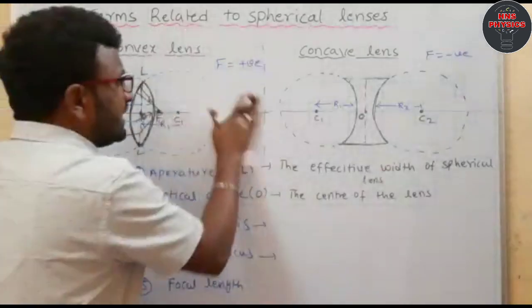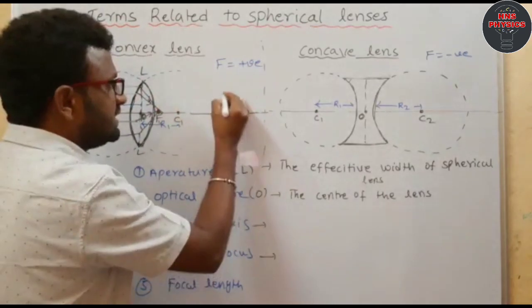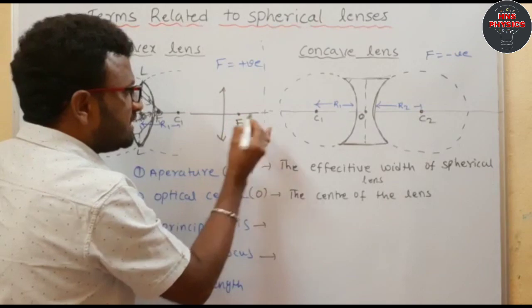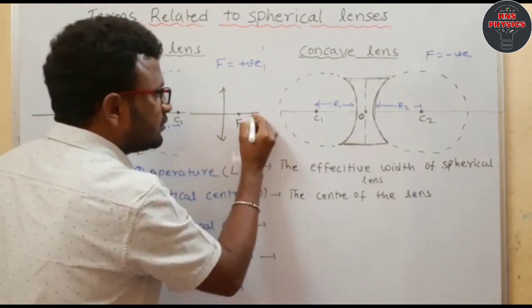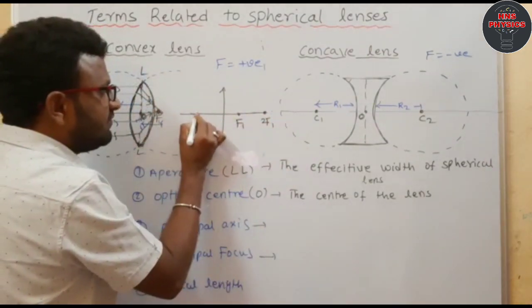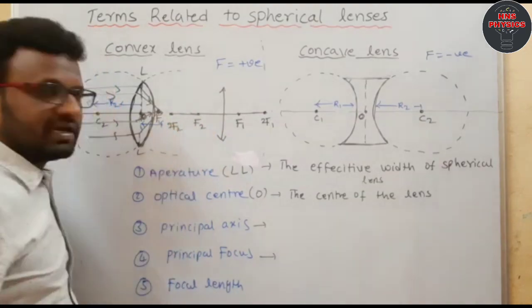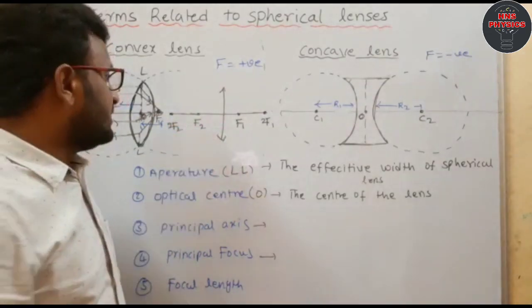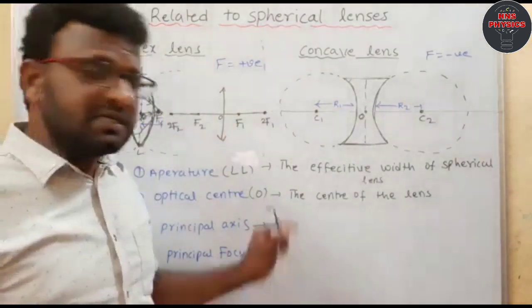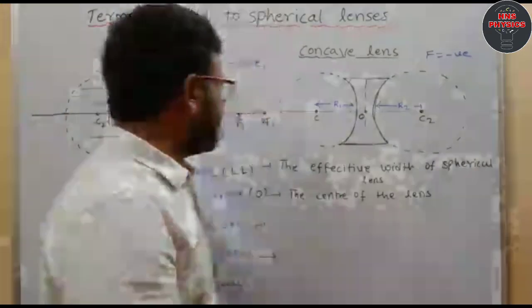When we draw the ray diagrams of a convex lens, this is the symbol of a convex lens. So this is F1, where C1 we have to take as 2F1, and on the other side we can take F2, and this is 2F2. While drawing ray diagrams, we take it like this. Principal focus exactly lies between the optical center and C1, where C1 acts like a double focus. So that's why I am taking it.